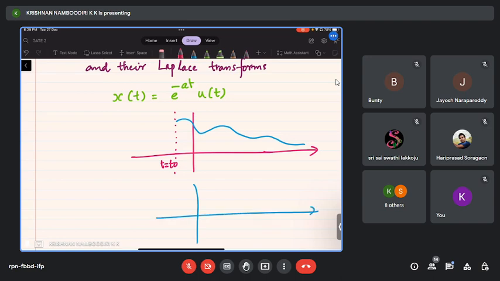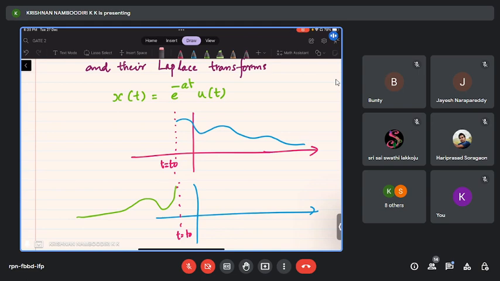Now, a left-sided signal means it starts from some t equal to t naught and has values to the left side of that point, and whenever t is greater than t naught, the function will have value 0. So the signal will have non-zero value only if t is less than or equal to t naught. These are basically left-sided and right-sided signals.